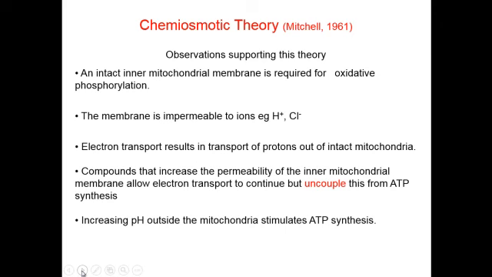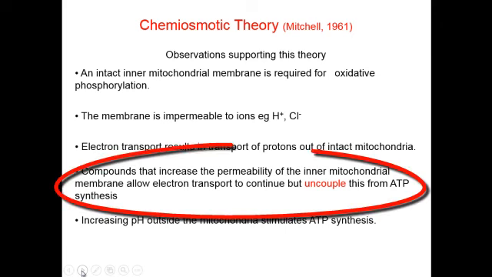If you add compounds that increase the permeability of the inner mitochondrial membrane, that allow electron transport to continue but destroy the proton gradient, these should uncouple electron transport from ATP synthesis. In other words, the electrons continue to be passed, but because you have destroyed the proton gradient, you should not be able to make ATP.